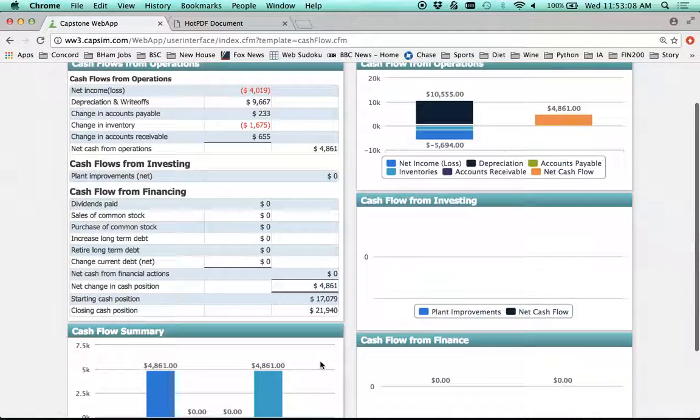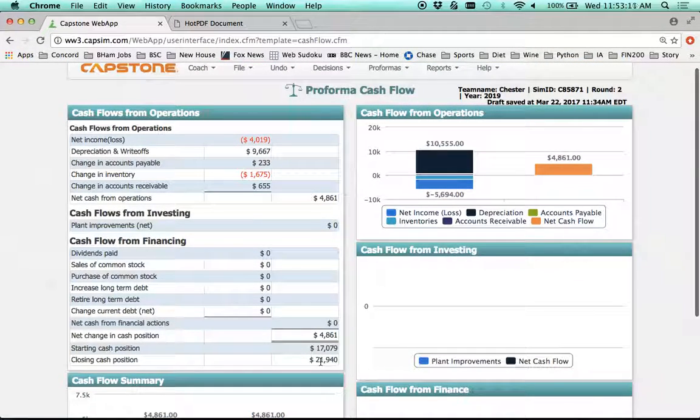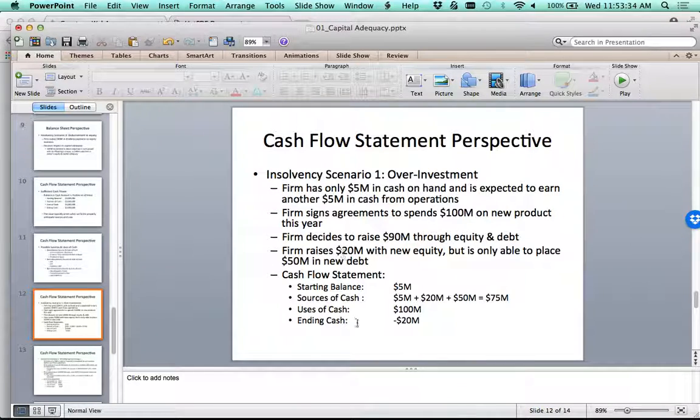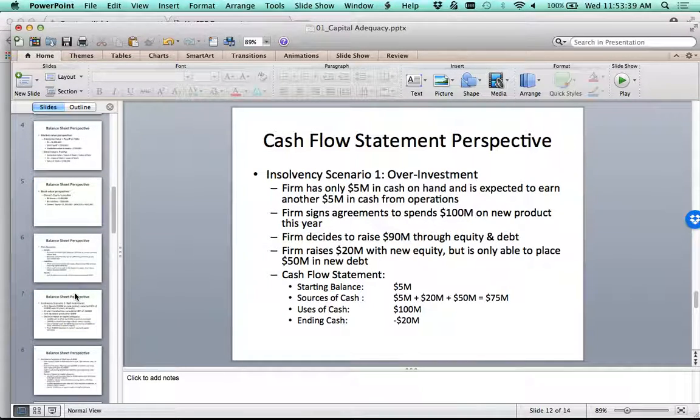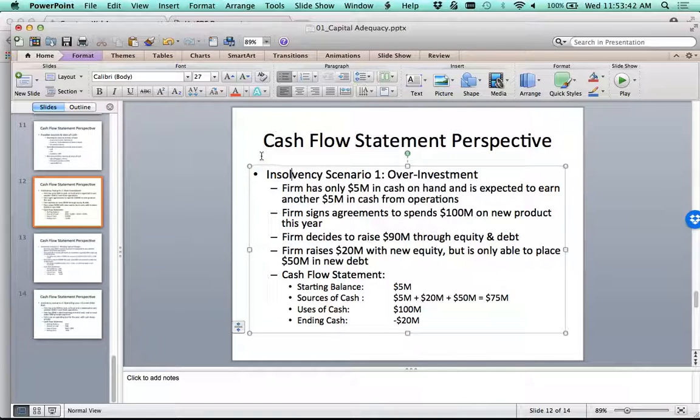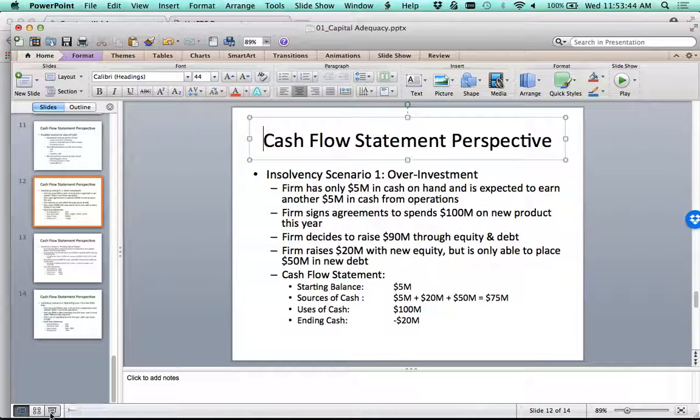Just be sure that you understand that this is a pro forma. Companies do this. They maybe don't do it for a whole year. Sometimes they'll do cash budgets that go out several months. They might go out to a year or two, but they do this all the time because they are trying to plan for cash needs far enough in advance so that they know how to meet those. So let's talk real quickly about three scenarios that relate to the cash flow perspective for capital adequacy, and then we'll wrap this up.